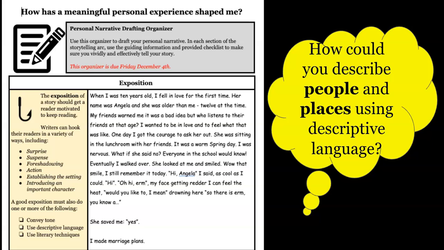So lastly, after you've done that Padlet, think about how you could use descriptive language in your own personal narrative. How could you describe people and places so that the reader really gets a strong idea about what this looks like? Not just in the exposition of your story, but whenever you have a character or a place that you're trying to describe, use those lists that I gave you to really give the reader a really strong sense of what this looks like in your particular story.